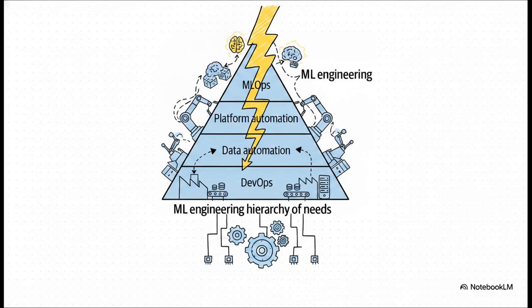First, you have to master DevOps, which means rock-solid CI/CD pipelines and a serious containerization strategy. Then you've got to master data and platform automation, building out cloud infrastructure that can handle massive data throughput. Without those baseline operations, trying to automate machine learning is like trying to run a massive high-tech factory on a faulty electrical grid. It's just going to crash.